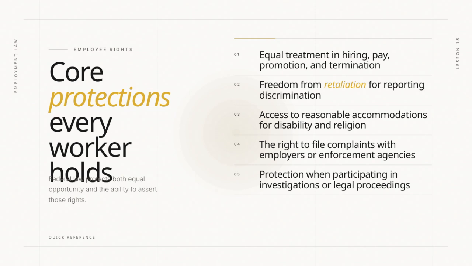Third, employees have the right to reasonable accommodations, whether for disabilities or religious practices, enabling them to perform their jobs effectively. Fourth, employees can file complaints either directly with their employers or with enforcement agencies if they believe their rights have been violated. Lastly, protections extend to those participating in investigations or legal processes related to workplace rights, ensuring they aren't subject to any harm or discrimination. These rights form the foundation of a fair and equitable workplace.